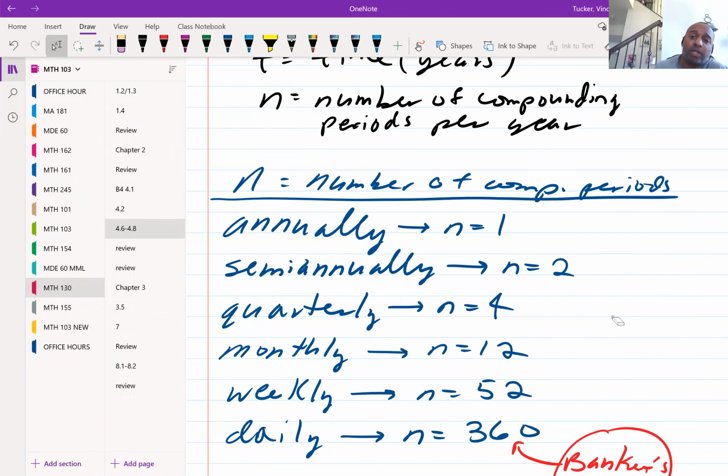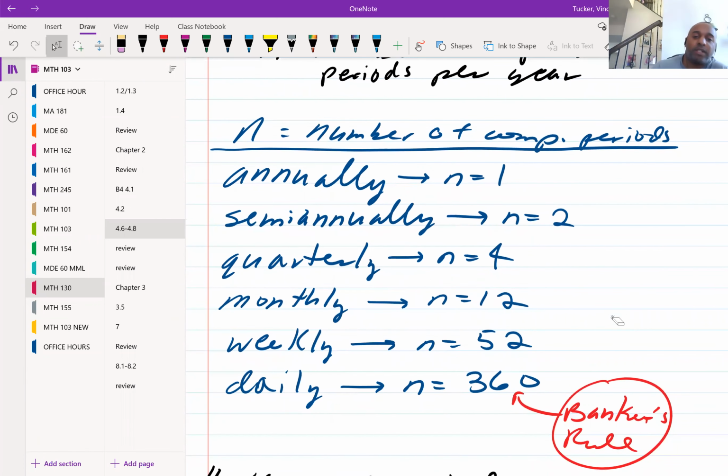So if it's annually, n is going to be equal to 1, semi-annually, n is equal to 2, quarterly, n is equal to 4, monthly, n is equal to 12, weekly, n is equal to 52, and daily, n is equal to 360. And so banker's rule is in effect just like before.